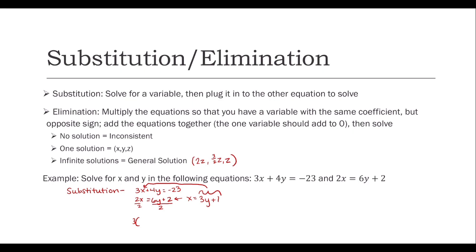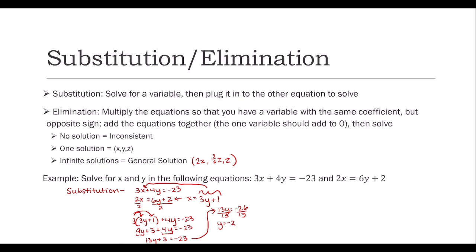So we have 3 times (3y plus 1) plus 4y equals negative 23. So then we can distribute this 3 to get 9y plus 3 plus 4y equals negative 23. If we combine our like terms here, we get 13y plus 3 equals negative 23. We'll subtract 3 from both sides to get 13y equals negative 26. And then when we divide both sides by 13, we get that y equals negative 2.